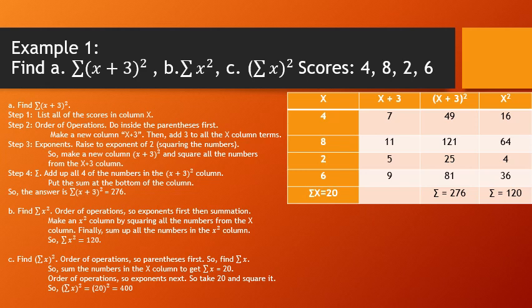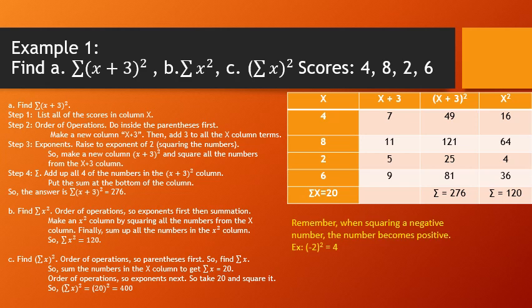It's a little different. In parentheses, it has summation of x, and then on the outside it has squared. Well, I have to do what's inside the parentheses first, so I have to sum up the x scores. So I go back to my original column of x's that has the numbers 4, 8, 2, and 6, and I sum those up. So my summation of x would be equal to 20. Step 2 of that problem would be to take that summation of x of 20, because that's what's in parentheses, and then I would square it. So 20 squared would give me 400 as my answer for part C.